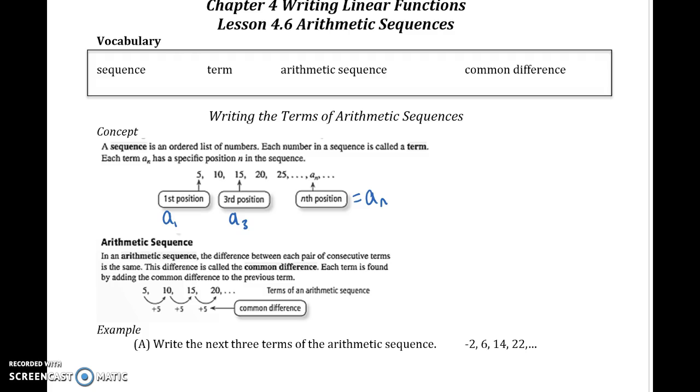Now, an arithmetic sequence, which is our big idea today, is a specific sequence where the difference between each consecutive term is the same. So what you're looking at here, for example, is 5, 10, 15, 20. We can find what's called the common difference, which is the number we add or subtract to go from one number to the next. And you can find it by subtracting a sub n and then a sub n minus 1. So that means that term minus the original.